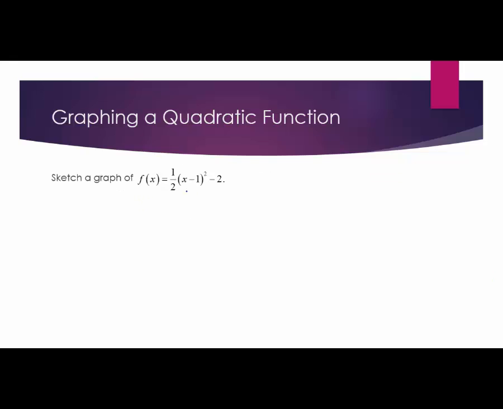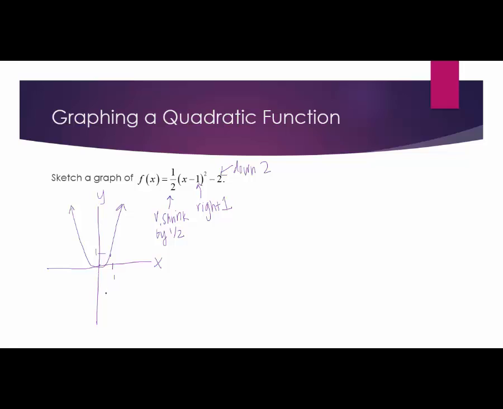Let's try sketching a graph of this function, 1/2 times x minus 1 squared minus 2. And the cool thing about this form is I can see how this compares to the graph of x squared. This is going to take my graph of x squared and shift it to the right one, down 2, and this is going to cause a vertical shrink by that factor of 1/2. So if we think about our regular x squared function, which is very familiar to us, this parabola, all I need to do is shift this to the right one, down 2, and shrink it by 1/2.